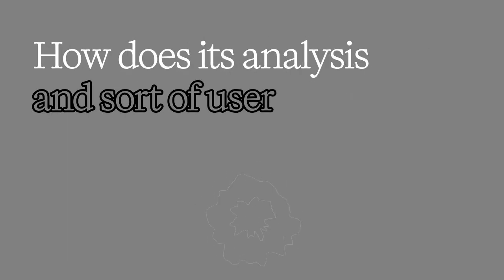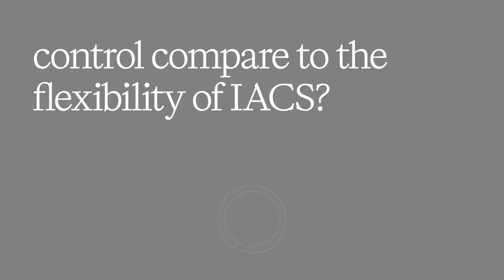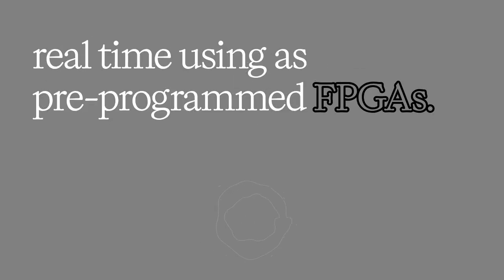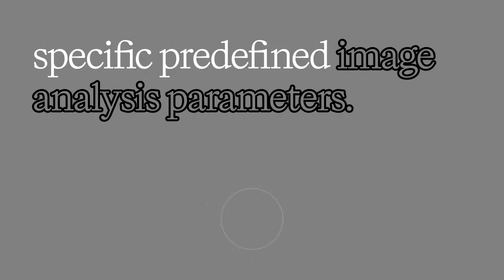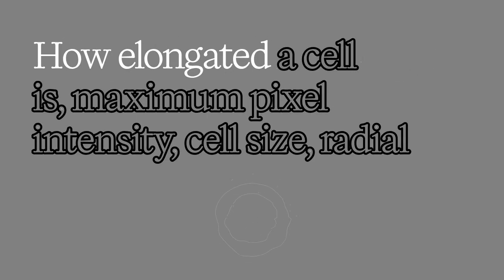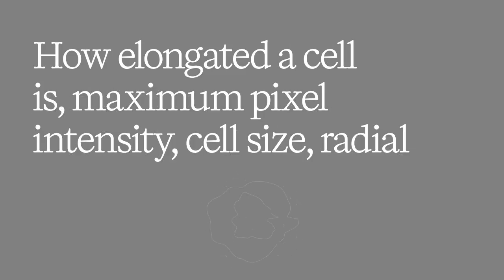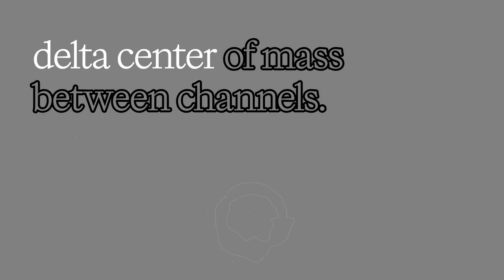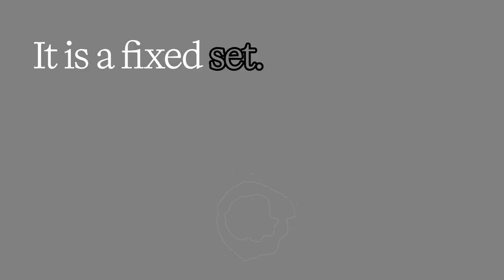How does its analysis and user control compare to the flexibility of IACS? Well, the ICS processes images in real time using pre-programmed FPGAs, as we discussed. These calculate 5 to 6 specific, predefined image analysis parameters. Things like eccentricity, how elongated a cell is, maximum pixel intensity, cell size, radial moment, how intensity is distributed from the center, correlation, and delta center of mass between channels. Okay, so it's a fixed set of measurements. It is a fixed set, yes.